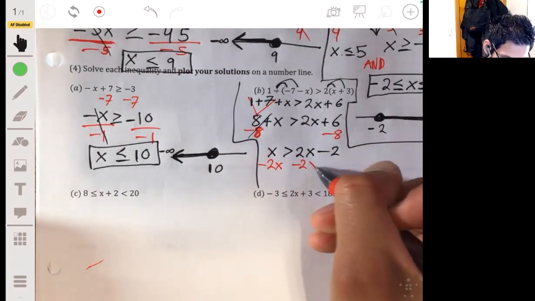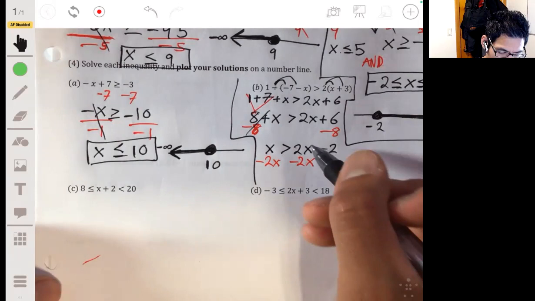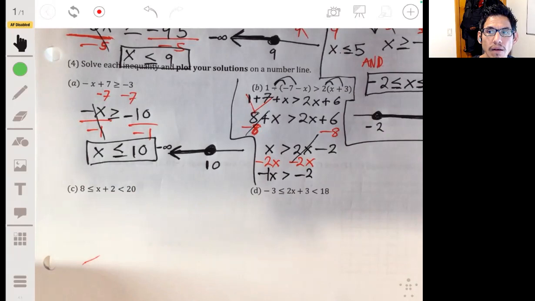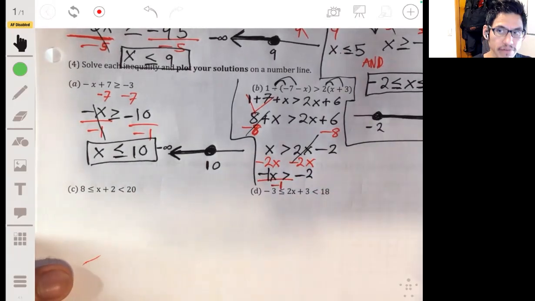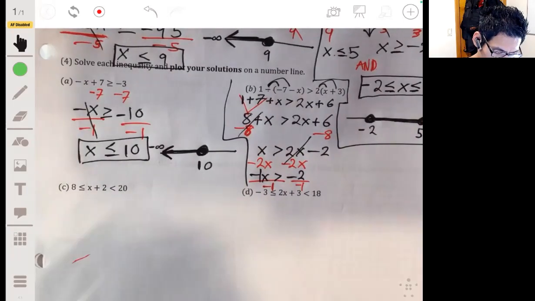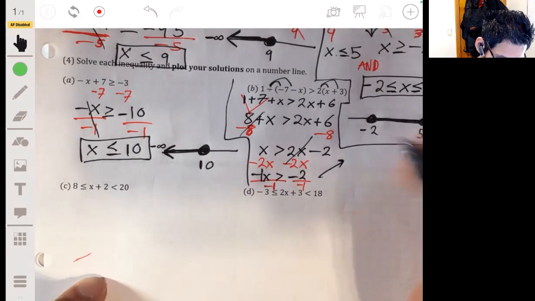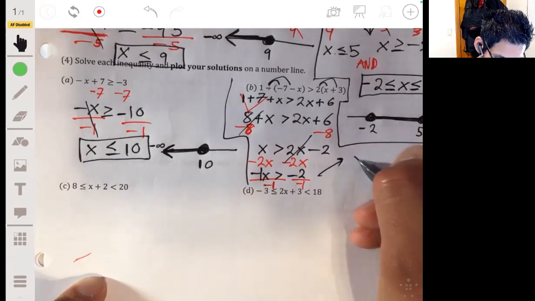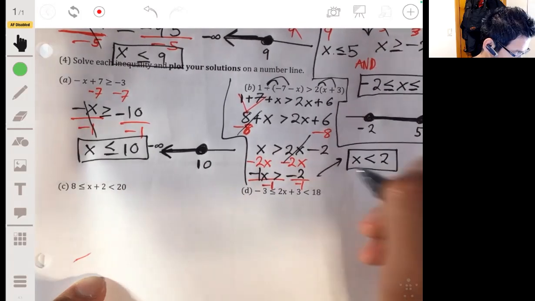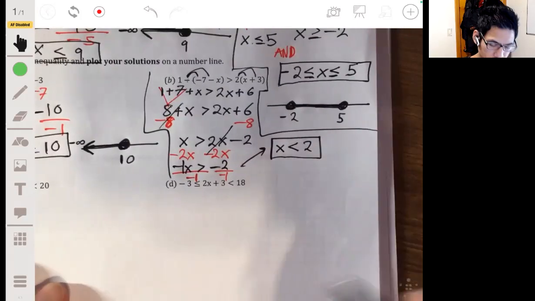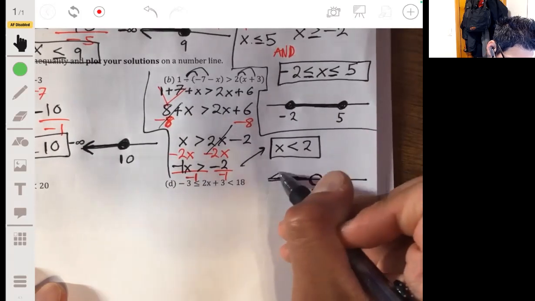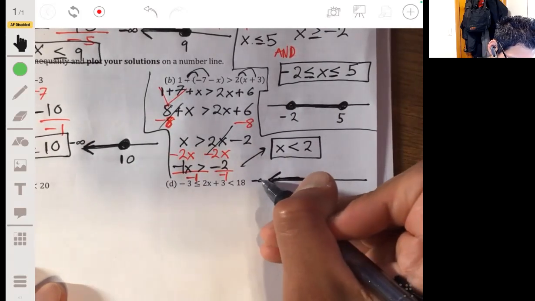Take away 2x from each side. Negative 1x is greater than negative 2. And then divide by negative 1. And don't forget, flip the symbol. X will then be less than 2. Number line, open circle on 2, arrow to the left, towards negative infinity.